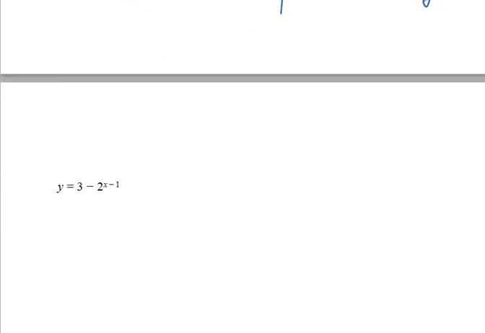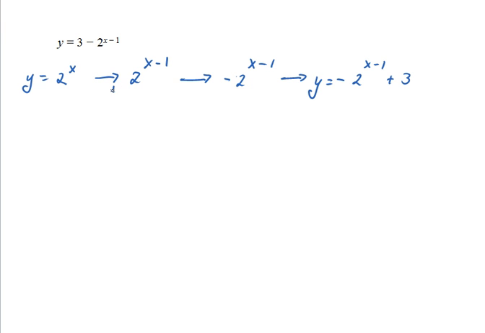And one last example. y equals 3 minus 2 to the x minus 1. So we start with y equals 2 to the x, go to 2 to the x minus 1, go to the opposite of 2 to the x minus 1, and lastly, add 3. So y equals 2 to the x, we know goes through 0, 1, and 1, 2.